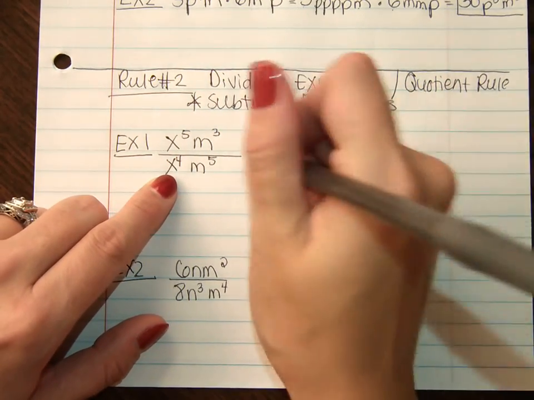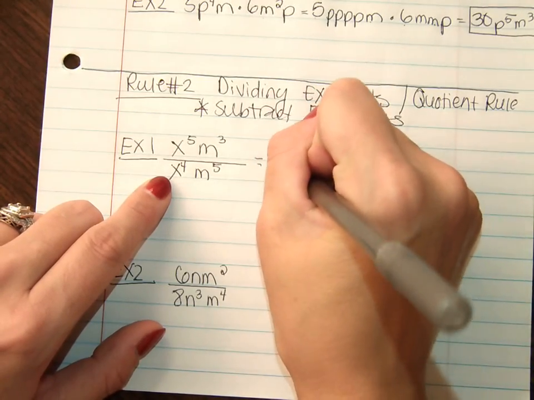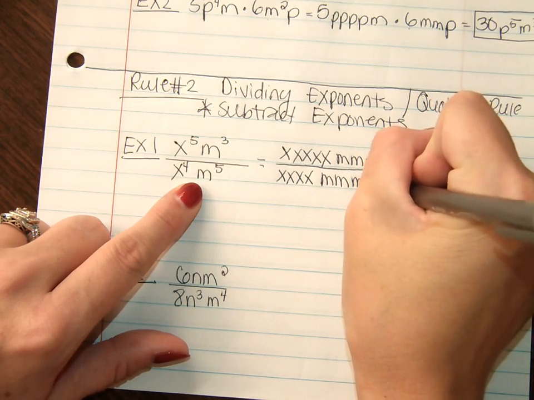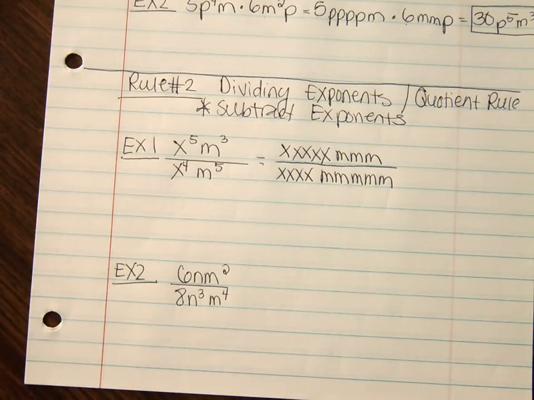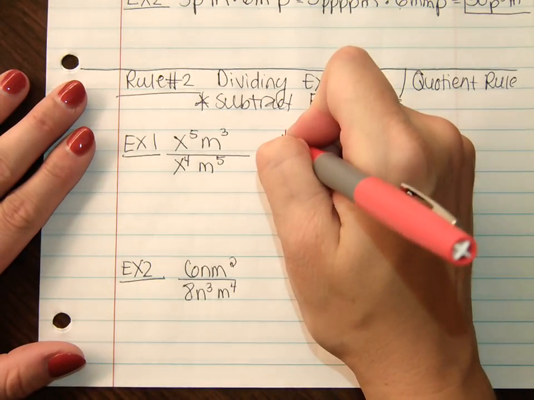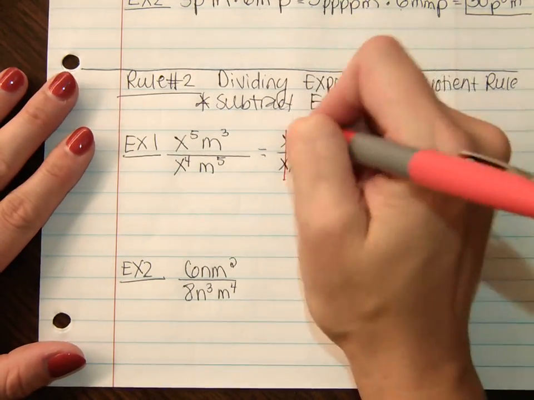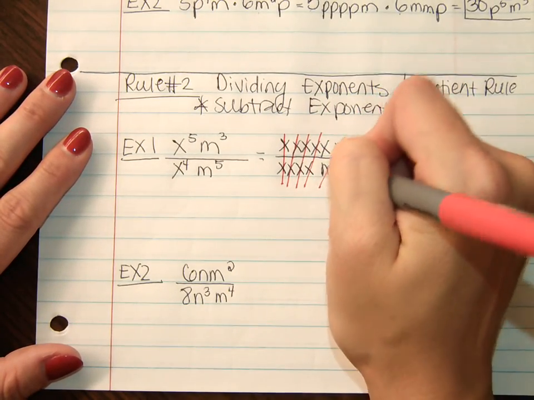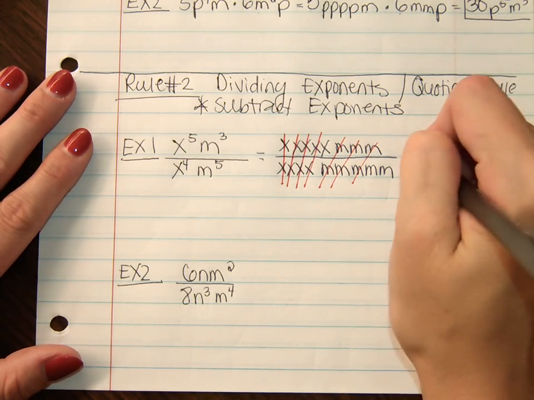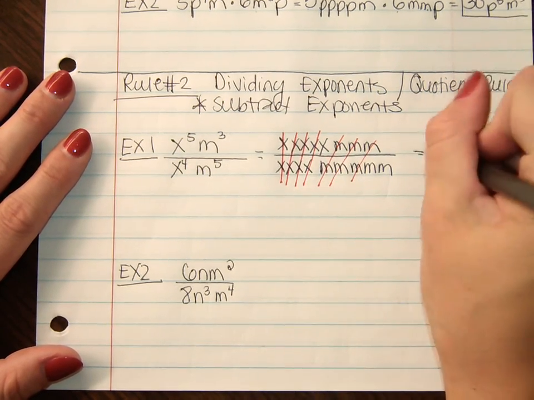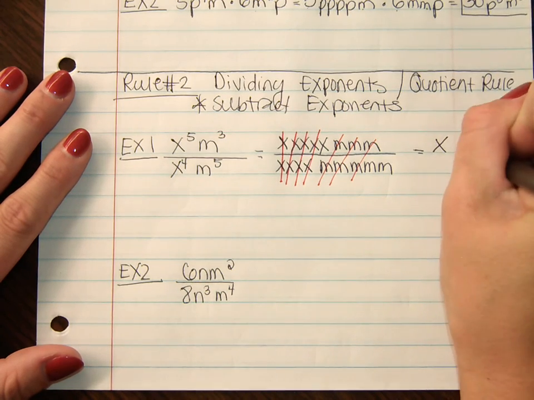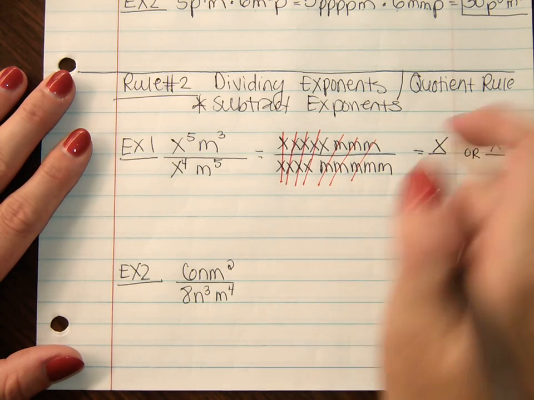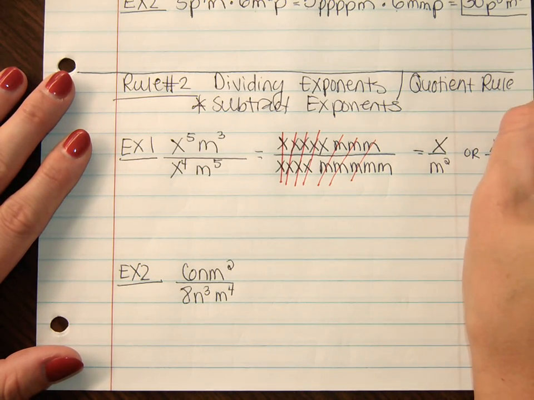Now let's expand the denominator. We have x to the 4th power, so that's 4 x's. And then we have 5 m's. And we're going to cross out pairs between the top and the bottom, because remember, anything divided by itself is 1. So we're going to cross out our pairs to see what we have left. On top we have an x, so we can either write x or x to the 1st. And I have 1, 2 m, so that's m squared left on the bottom.